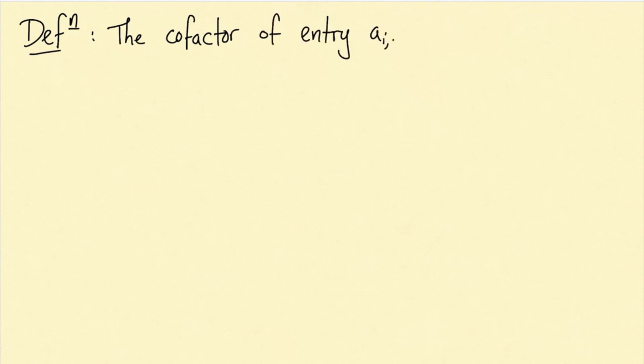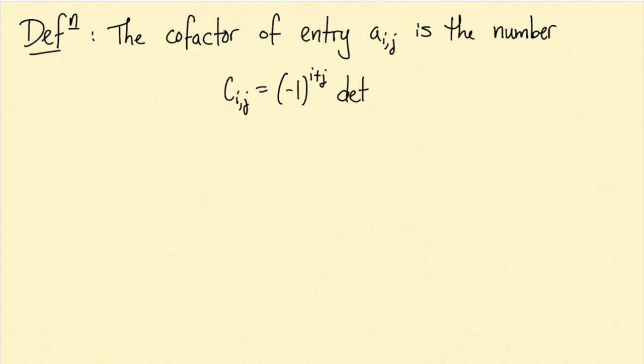So to describe the cofactor expansion algorithm, we're going to use these minors to compute what is called the cofactor of an entry. The cofactor of the entry aij is the number which we call cij, which is -1 raised to the i plus j power multiplied by the determinant of the minor of aij.